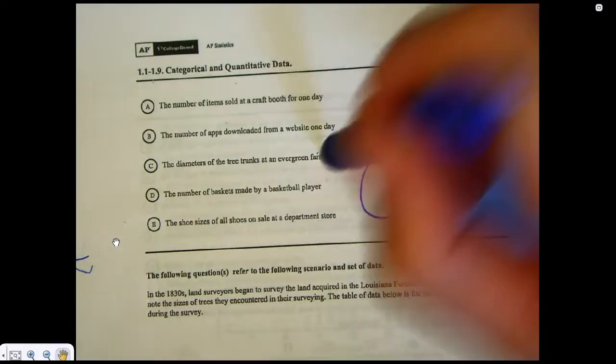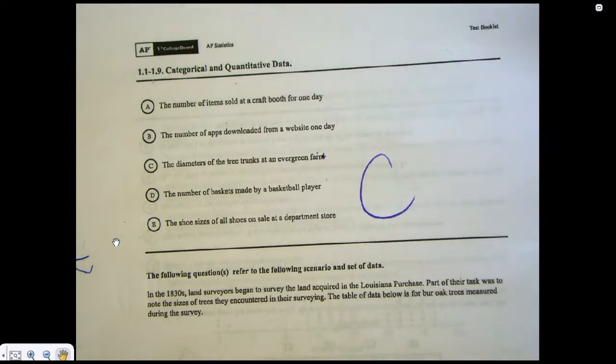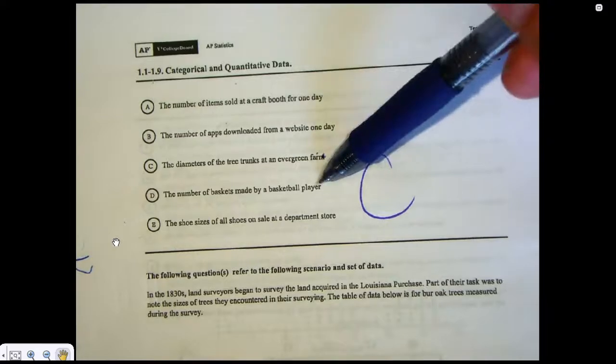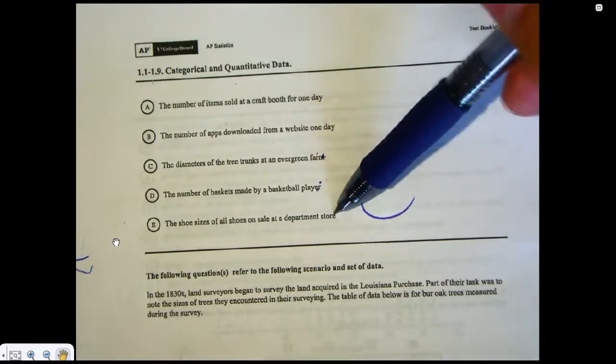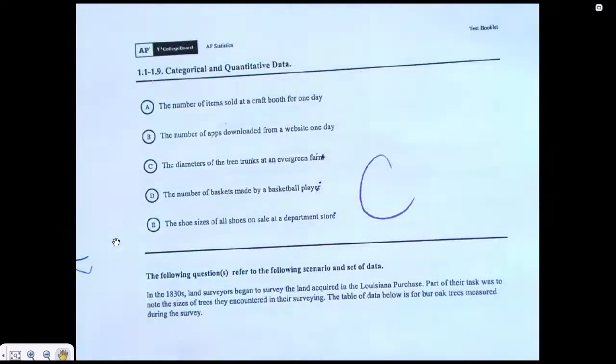Diameter of a tree trunk. So now we're getting there. Diameter could be any decimal. It could be 2.17356, 2.111. So all decimals are possible. Number of baskets made by a player, that's just going to be integers. Shoe sizes, you can get like a 12, 12.5, 13, 13.5, but you can't go to the store and be like, I wear a 1.7362 shoe. I'm going to stop there. So that's your first 20. And I'll make like 3 more.